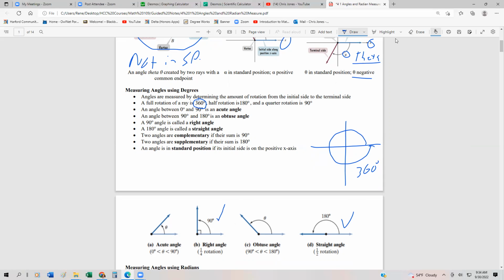We have special terms for some of these angles that we're going to be looking at, so we need to make sure we understand these terms. So we have acute.